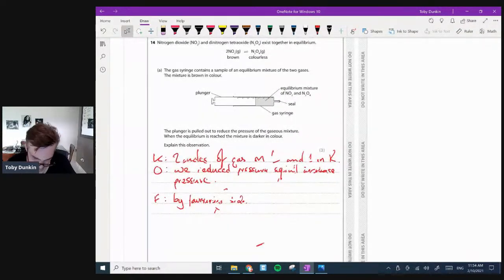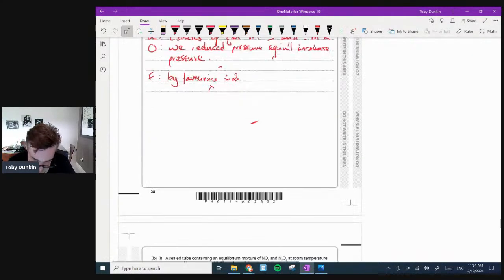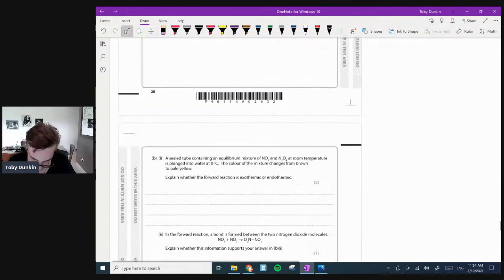COFs favors will increase the pressure by favoring the side with less gas. Favoring the side with less gas, shifting it from left to right, more NO2 produced turns brown. We're so close to the end of the paper as well.